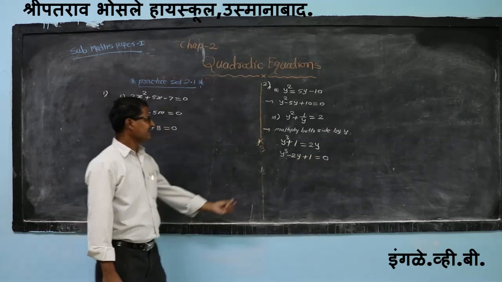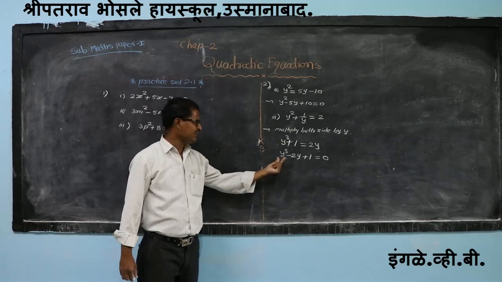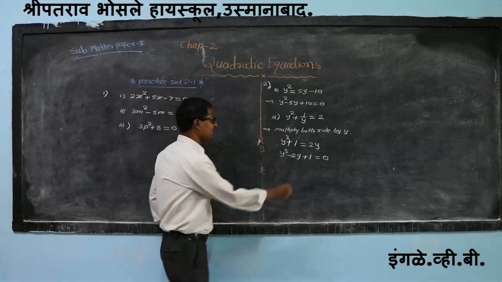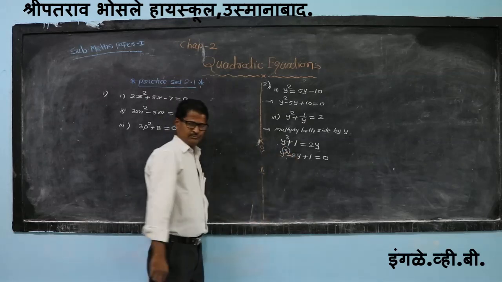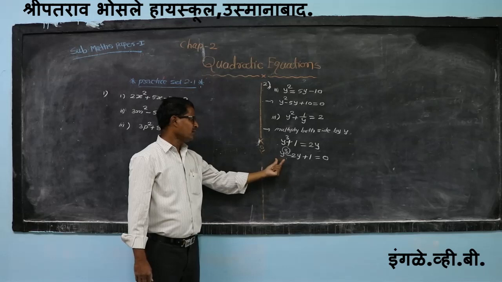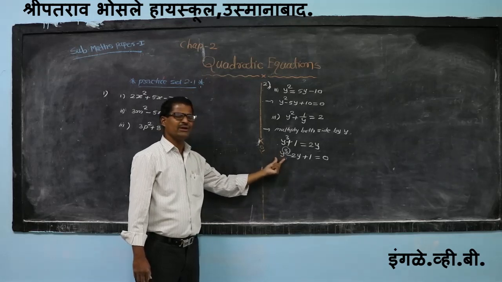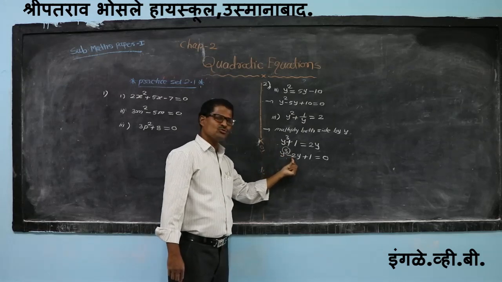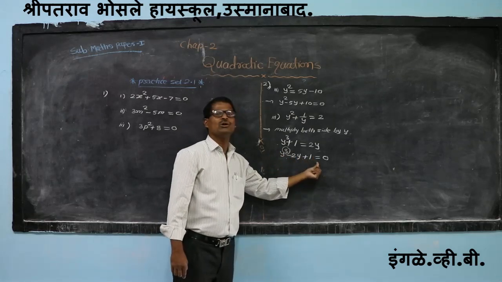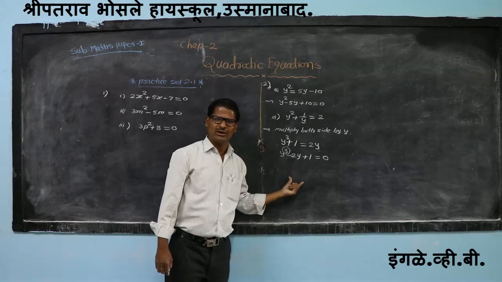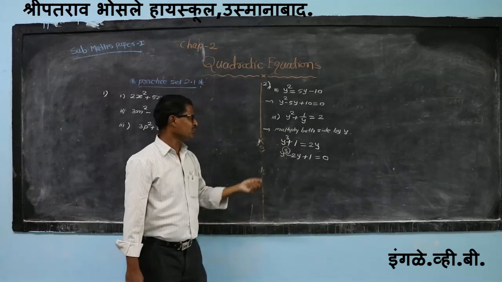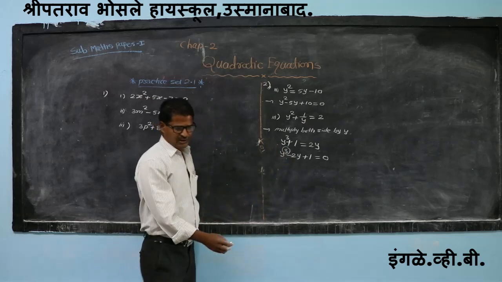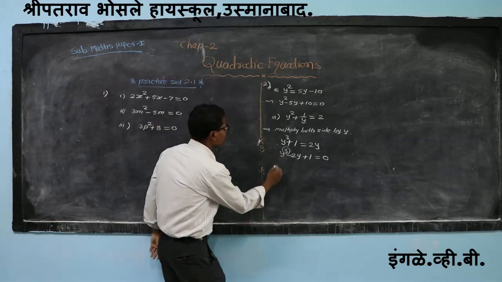Here we observe that there is only one variable, that is y. But here the highest index or degree of the variable y is 3. So y cube minus 2y plus 1 is equal to 0 is not a quadratic equation, because the degree of the equation is 3.